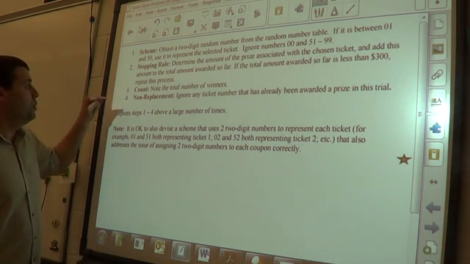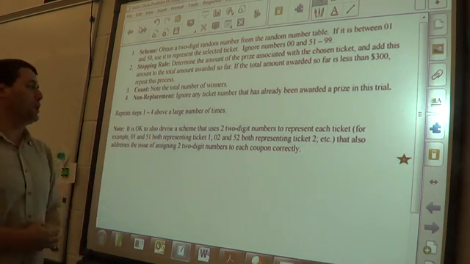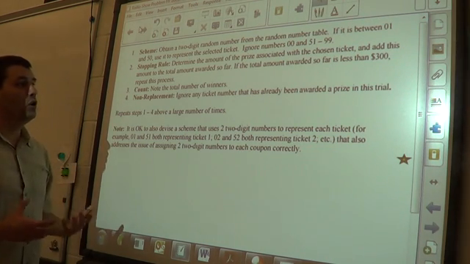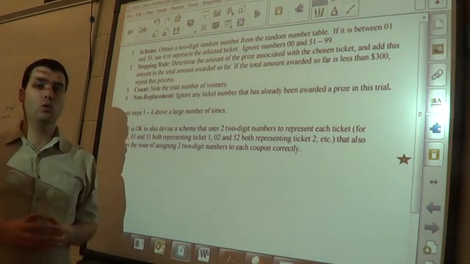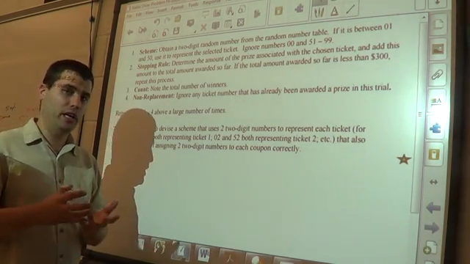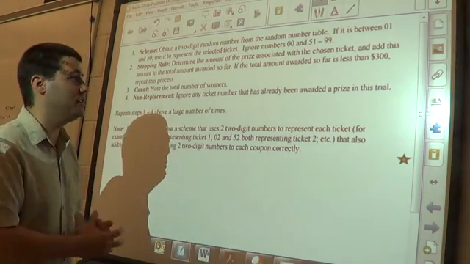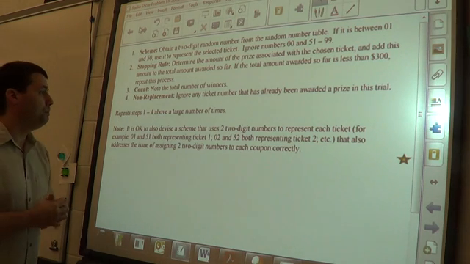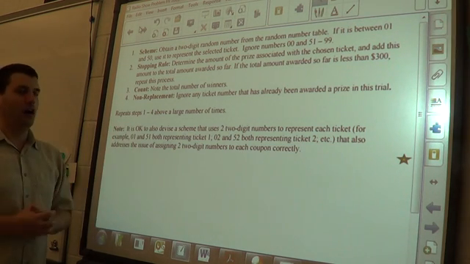The count: we would note the total number of winners, and this should be without replacement. We would ignore any ticket that's already been awarded a prize. Notice if we got 02, and then again we got 02 later, we wouldn't count that. We would literally skip it as if those digits weren't there, and we would go ahead and run it. And then we'd repeat that as many times as needed.